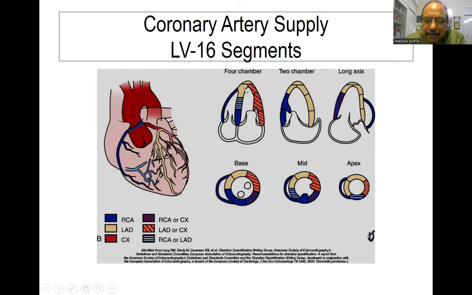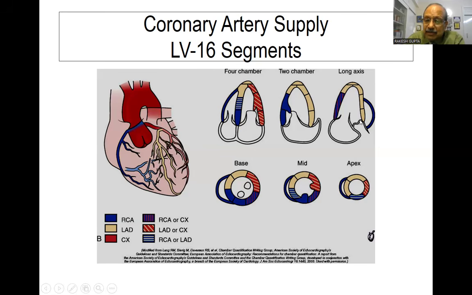Septum has apical septum, mid septum, basal septum. Lateral wall has apical lateral, mid lateral, basal lateral wall. This is the 4-chamber view. The 2-chamber view has mid and basal inferior wall, and this is the apical inferior wall. This is the apical anterior wall and mid and basal anterior walls. So where are the papillary muscles attached? They are attached to either the lateral wall or the medial wall.